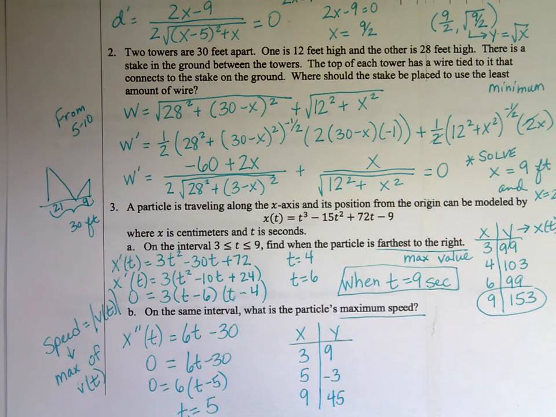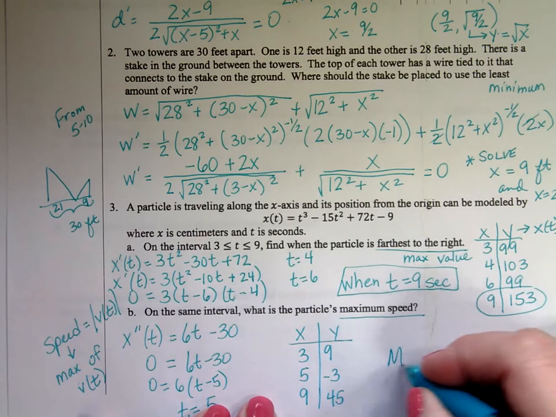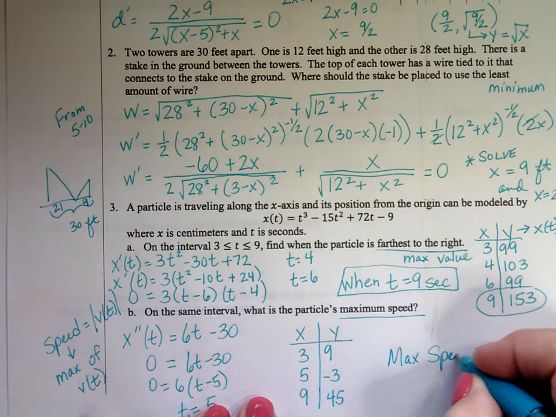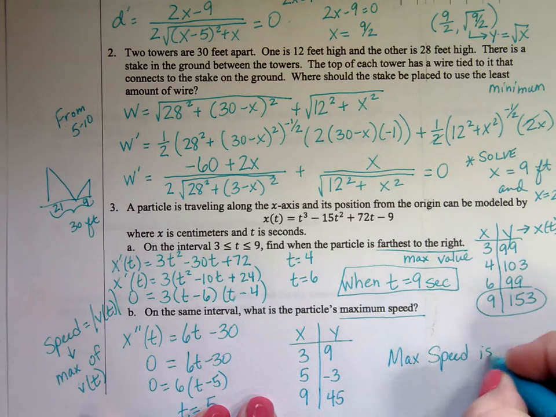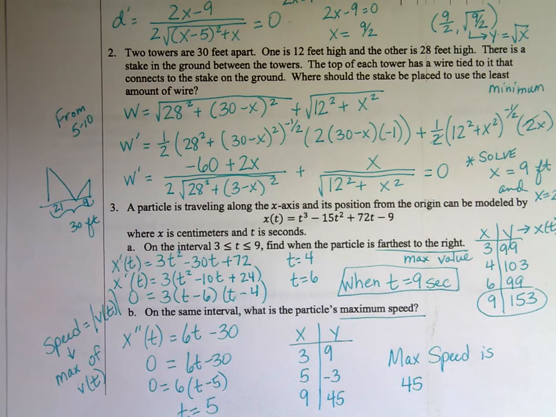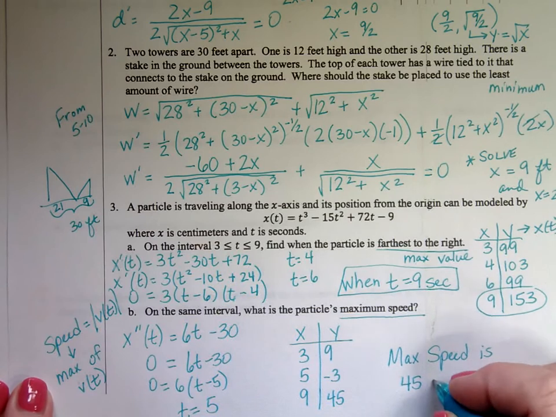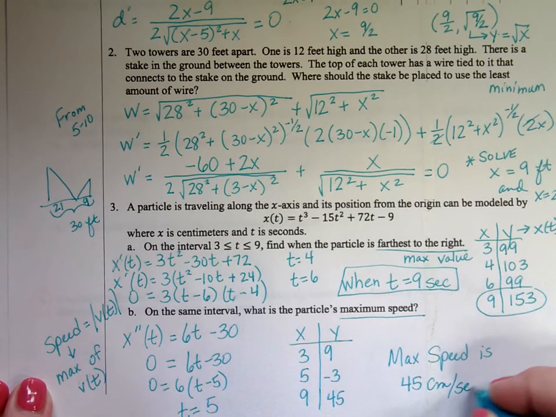The question wants to know what is the maximum speed. Not when did the maximum speed happen, but what is the maximum speed. So my maximum speed is 45. Let's think of the units on that. Speed would have to have some kind of units over time. So if I go back and look, I am centimeters and seconds: 45 centimeters per second, and that's your answer for this guy.